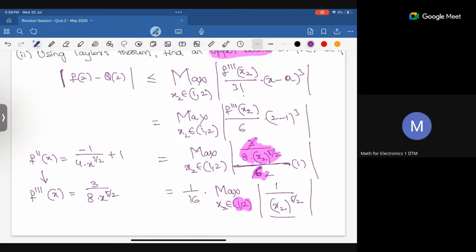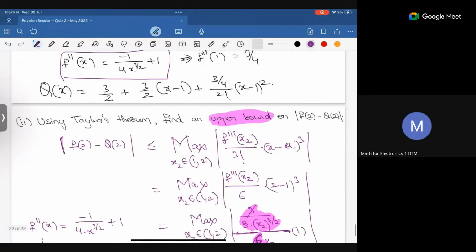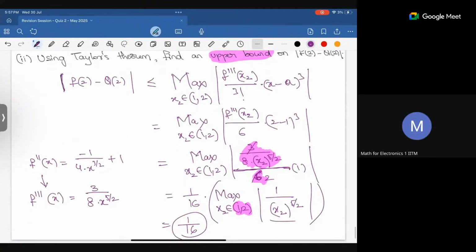So at 1 the value is 1 and anything else if you choose 1.1 or 1.2 the value will be lesser than 1. So the maximum value that this expression could have is 1. 1 by 1 power 5 by 2, which is 1. Therefore an upper bound or the maximum possible error, you call it whichever way you want, will be equal to 1 by 16. So that is how we will find an upper bound to the error or the maximum possible error.